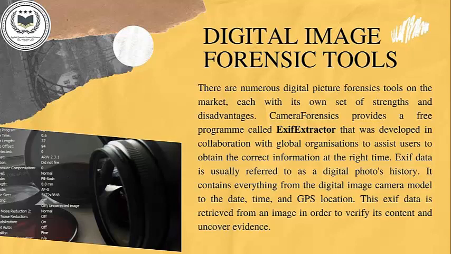Now a question comes to mind: what is EXIF data? EXIF data is data which tells us the history of a digital image. It contains everything from the camera model with which the picture was taken to the exact date, time and also the GPS location of the photo when it was taken. This data is recovered from an image to verify its content and uncover the evidence.